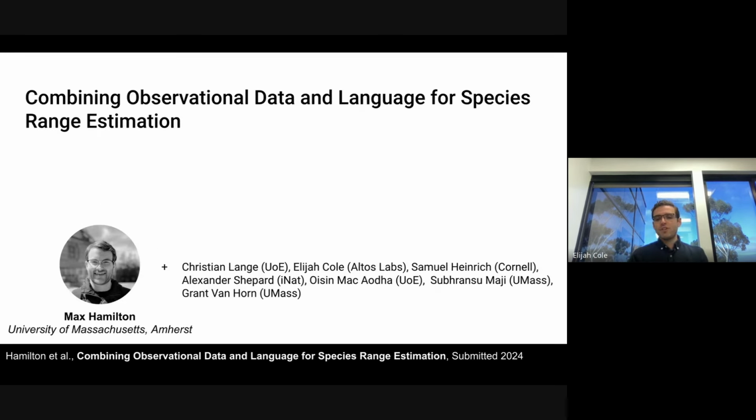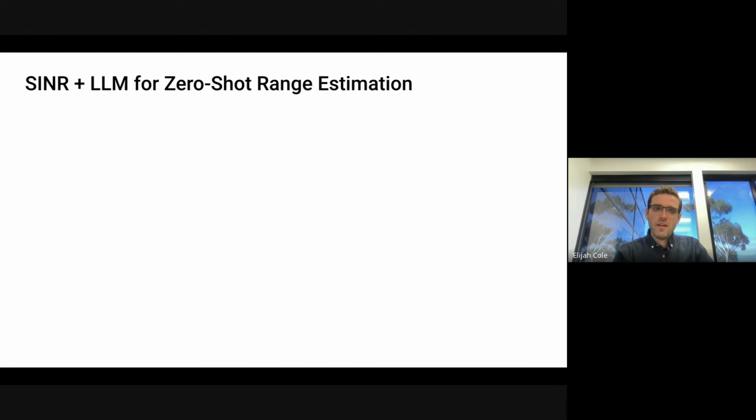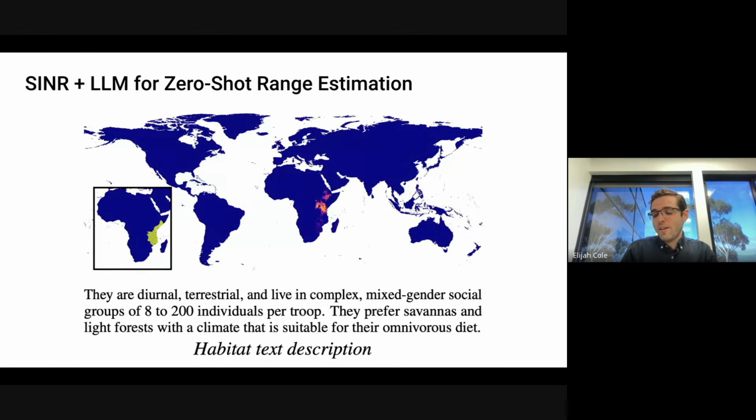And there's one last project I want to talk about along these lines. This is just a quick highlight because this paper was just submitted on using large language models to improve species distribution modeling. This work was led by Max, who's a PhD student of Grant Van Horn's at UMass Amherst. Basic idea is to combine our signer models that we talked about before for range mapping with LLMs to enable zero-shot range estimation.